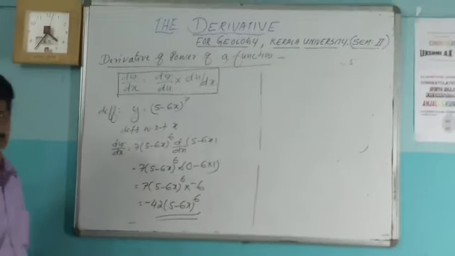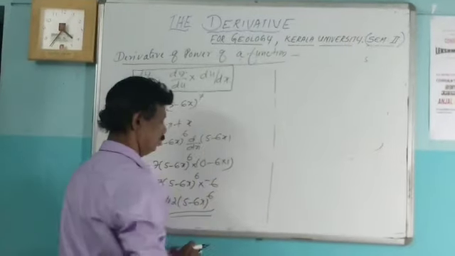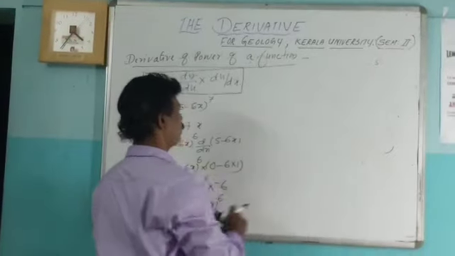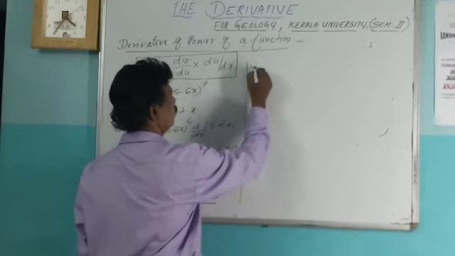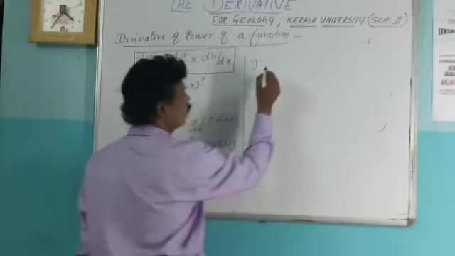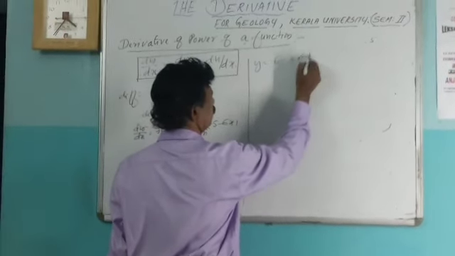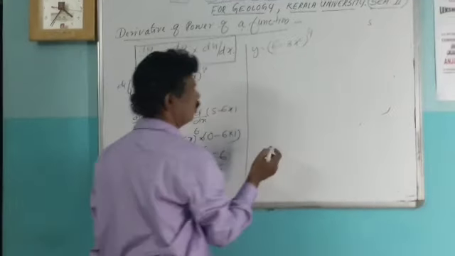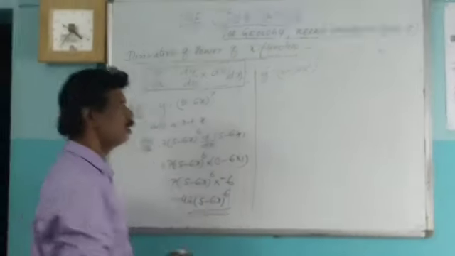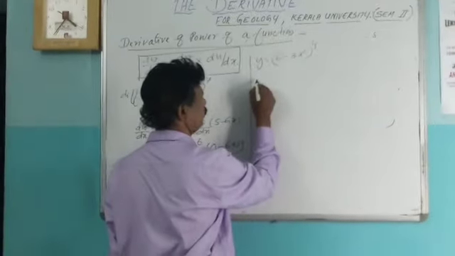Okay, next question. y equal to (6 - 3x square) the whole raised to 4. Okay. This is also a power of a function. Differentiate the function with respect to x.